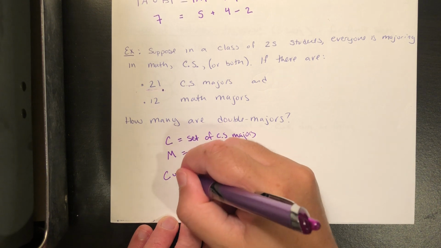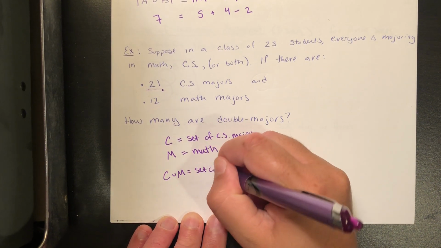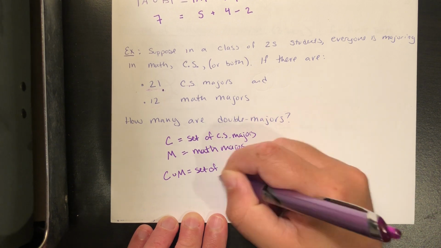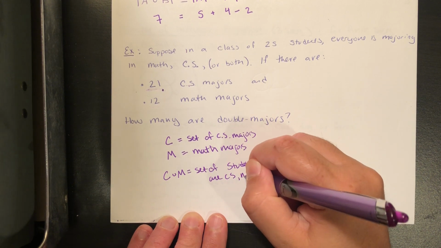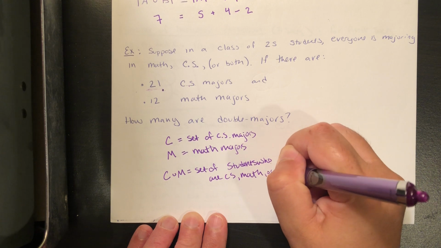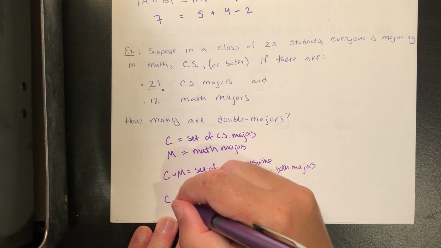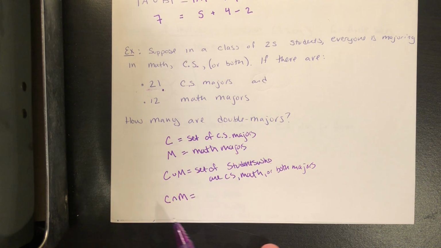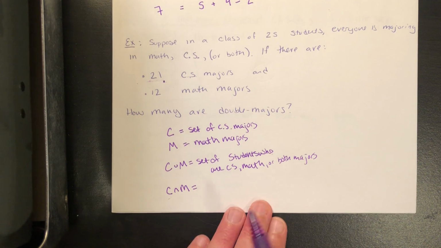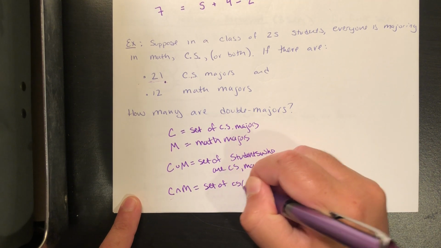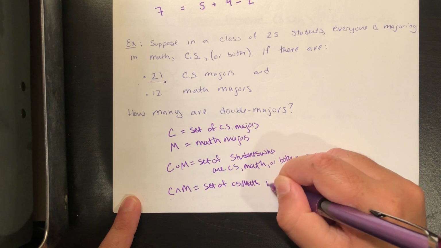Then we would have that C union M is the set of students who are CS, math, or both. And the intersection, C intersect M, those are going to be the students who are in both of those sets, who are computer science majors and also math majors. So these are your CS math double majors.